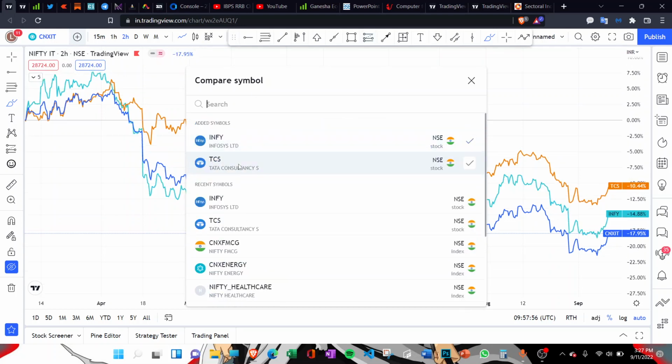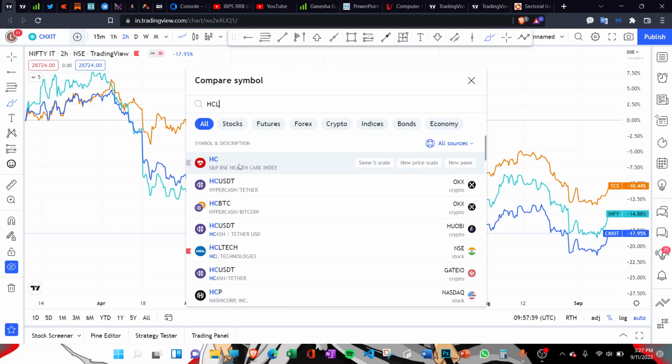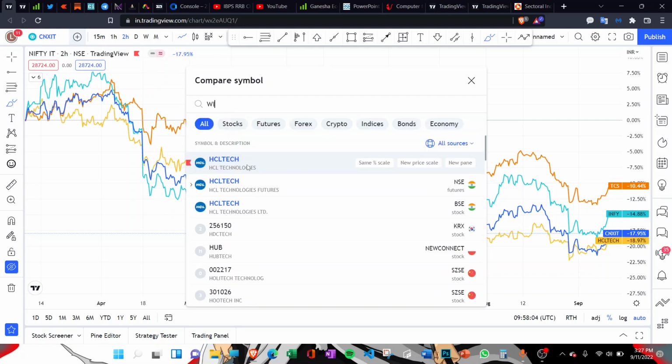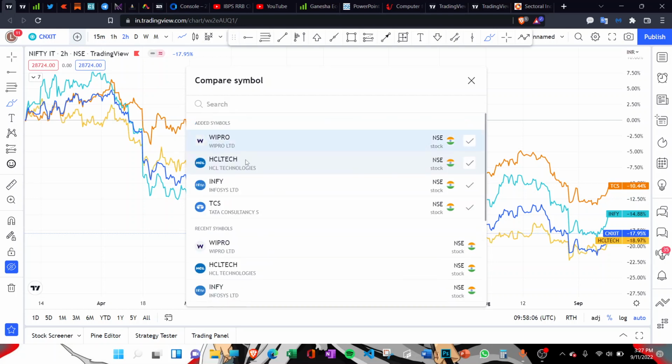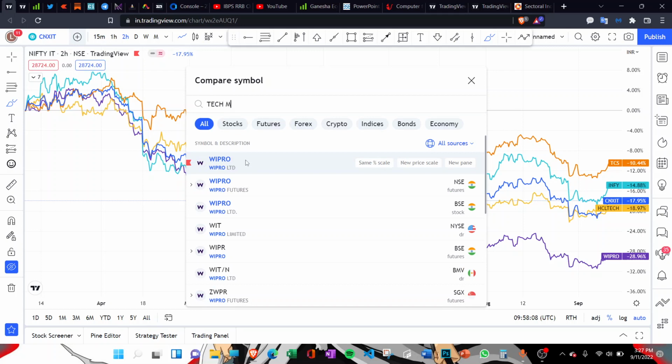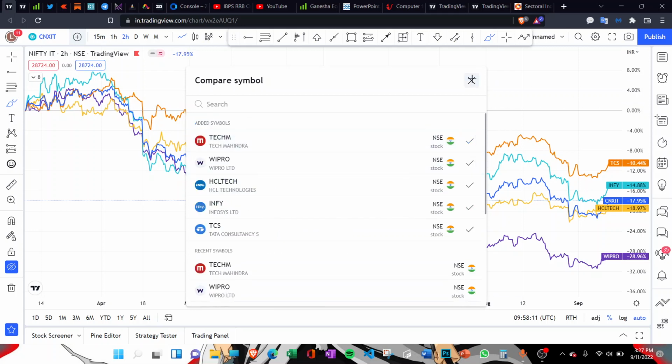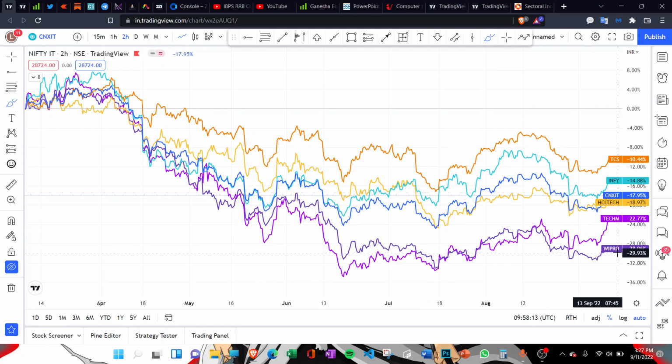First, I'll be taking a look at the big five. Then we have the HCL, and then we have Wipro and Tech Mahindra. So these are the big five names. If you compare the big five to the Nifty IT index, clearly the TCS is the outperformer. It has fallen just 10.44% as compared to the other stocks. Wipro has fallen the most.